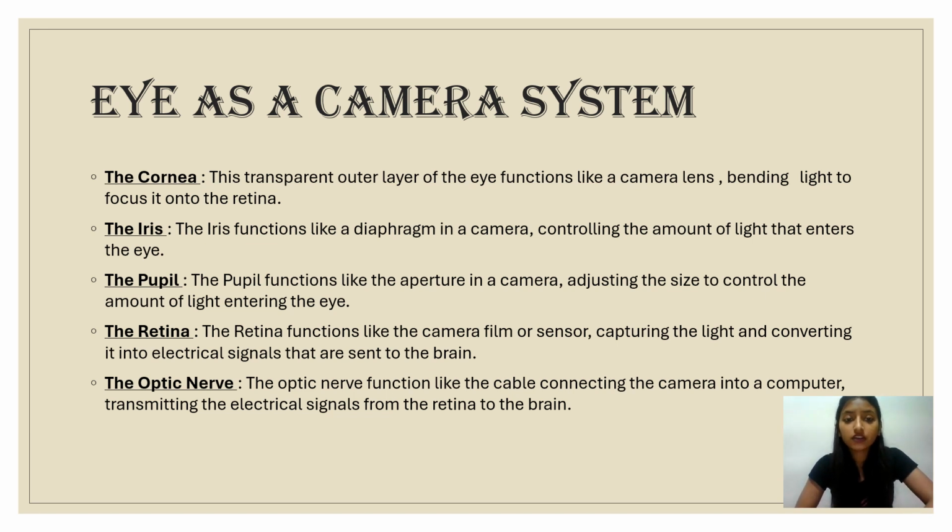Retina. The retina functions like a camera film or sensor, capturing the light and converting it into electrical signals that are sent to the brain. Optic nerve. The optic nerve functions like the cable connecting the camera to a computer, transmitting the electrical signals from the retina to the brain.